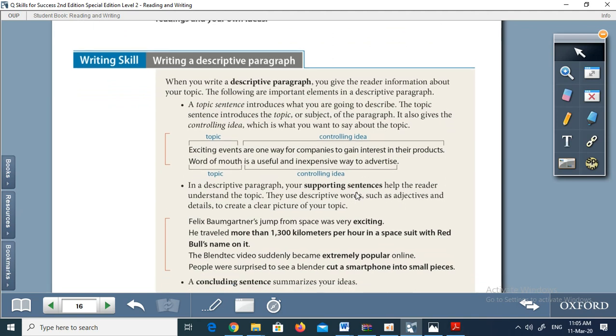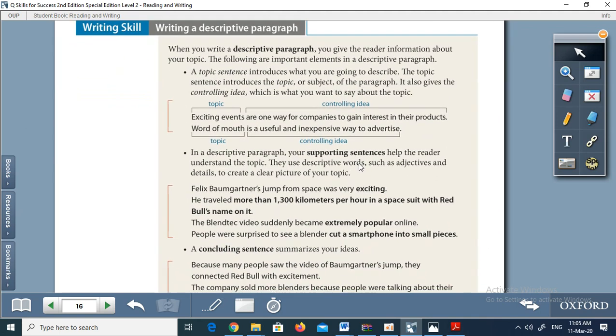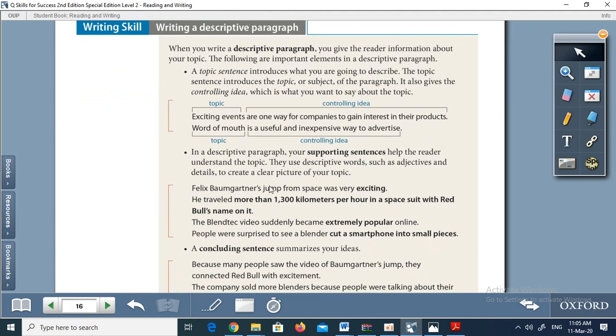After that, what you have to do is write a supporting sentence in a descriptive paragraph. A supporting sentence talks about the topic sentence (TS), and it gives more information, more ideas about the topic sentence.